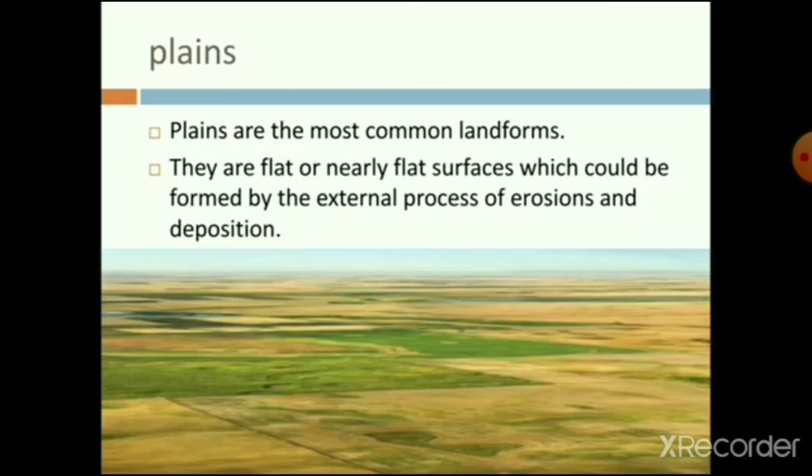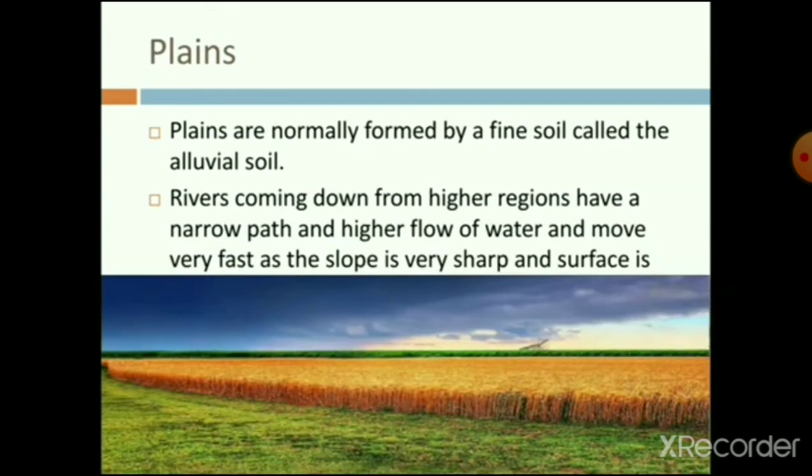Plains. Plains are the most common landform. They are flat or nearly flat surfaces which could be formed by the external processes of erosion and deposition. They are normally formed by a fine soil called alluvial soil, brought down from the mountains by the rivers. Some of the famous plains in the world are the Gangetic Plains in India and Yunnan in China.